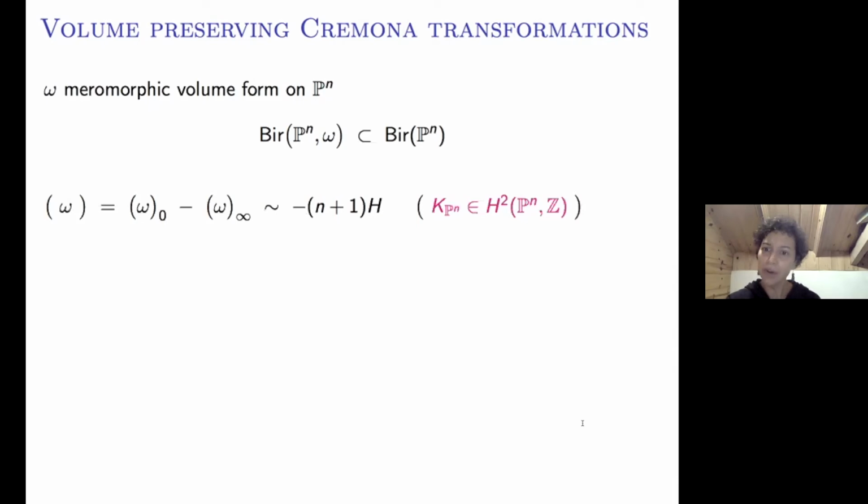Now, given any volume form, you could look at the cycle of what we call the divisor of zeros. So the zeros of the volume form.